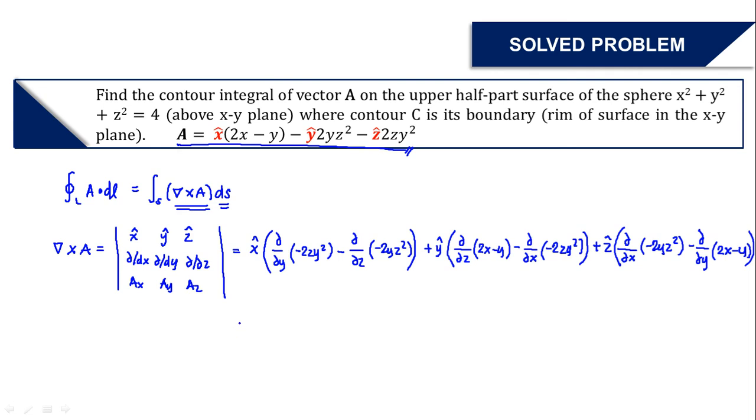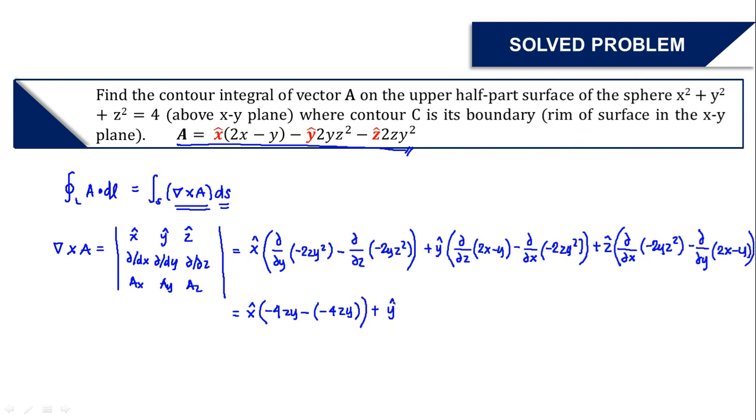Okay, so solve na natin to, no? So, simplify natin. Equal yan sa, so, partial derivative with respect to Y, magiging X hat. So, ito, magiging negative 4, no? Negative 4 ZY. Minus, no? Magiging minus, negative 4 ulit, negative 4, ZY ulit pala yan, no?